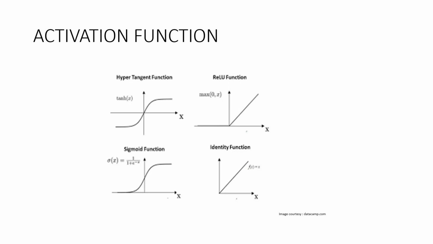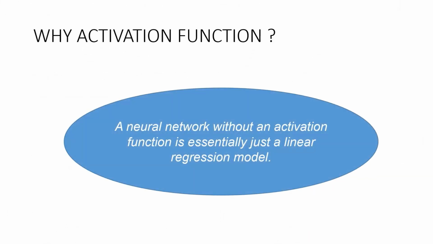A neural network without an activation function is essentially just a linear regression model. The activation function does the nonlinear transformation to the input, making it capable to learn and perform more complex tasks.